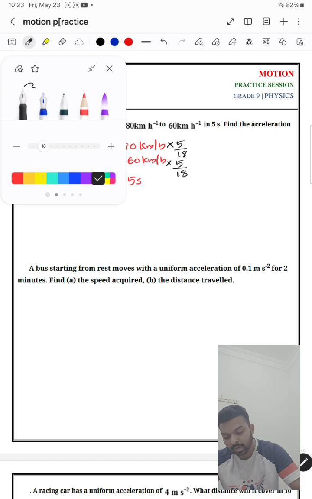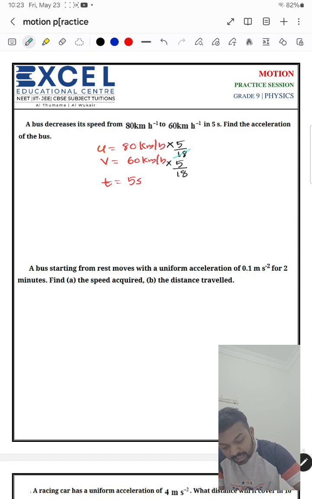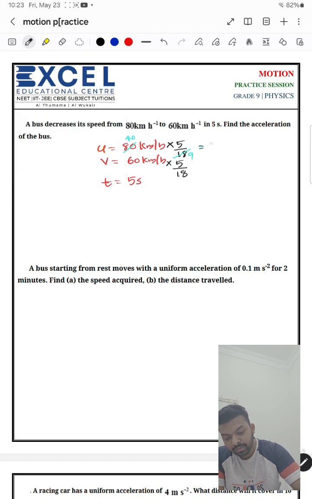Why? Because that is what we do when it comes to the conversion from kilometer per hour to meter per second. If you want to convert from kilometer per hour to meter per second, you have to multiply by 5 by 18. If it is the opposite, it should be 18 by 5. So here you can cancel this 18, and this will be 40, half of it will be 40, and this will be 9. So multiplication: 40 into 5 will be 200 by 9. The same thing happens here: on cancellation this will be 30, so 30 into 5 will be 150 divided by 9.